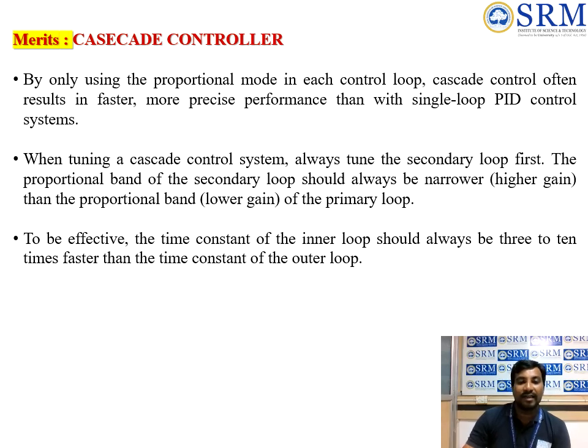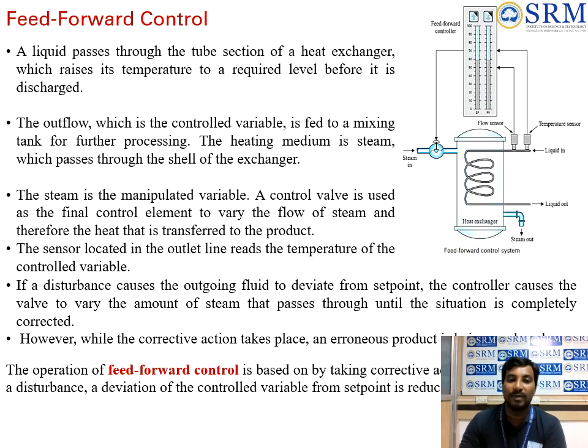So the merits of the cascade controller: by only using the proportional mode in each control loop, cascade control often results in faster, more precise performance than a single loop PID control system. When tuning a cascade control system, always tune the secondary loop first. The proportional band of the secondary loop should always be narrower than the proportional band of the primary loop. To be effective, the time constant of the inner loop should always be four to 10 times faster than the time constant of the outer loop.